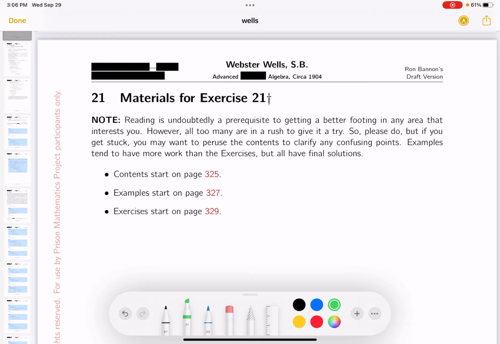All right, we're in section 21 now. That's the materials for exercise 21. So it's really designed to get you to do exercise 21. And the structure is going to be the same each and every section we get to. For example, there'll be contents, where Wells will walk you through the material. There'll be examples, where I'm going to walk you through the material and actually work at the whiteboard for you. And then there's exercises that you need to work on.